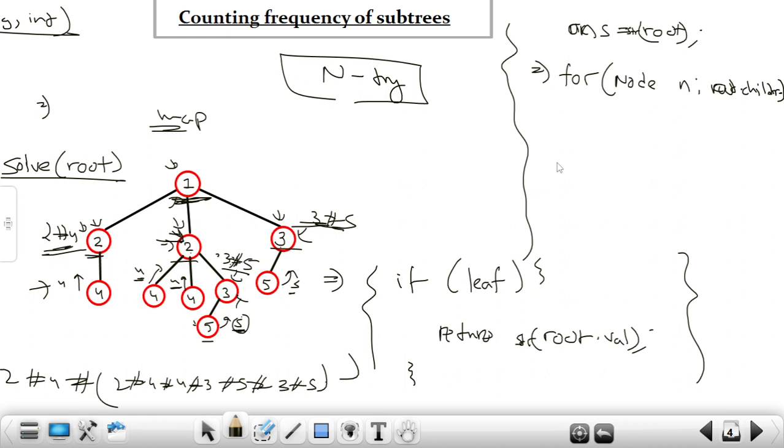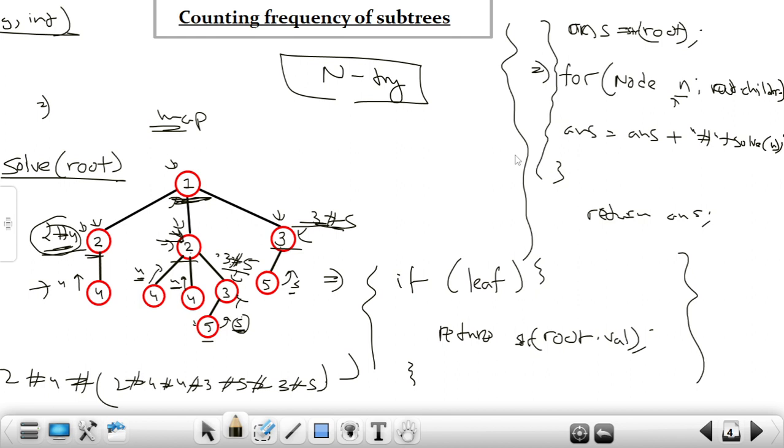This is how I'm going to iterate over all the children, and once I'm iterating, my answer is going to be answer plus hash plus the answer for the current child. How will I get the answer for the current child, because this is what I need to append? I'll simply write solve for n, and this is what I need to do. After this I will have the answer, and I'm going to just return the answer.